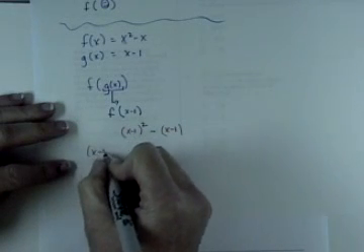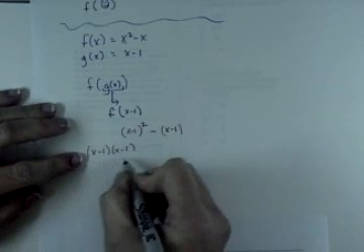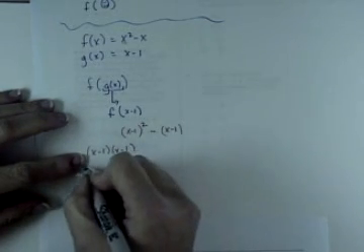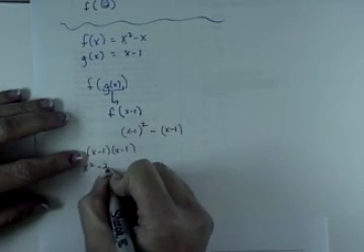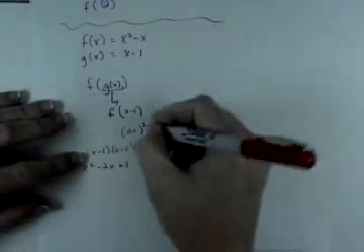So this means x minus 1 times x minus 1. All right, let's deal with this little part first. And you certainly have been doing this long enough. So x squared minus 2x plus 1. So that's the first part simplified.